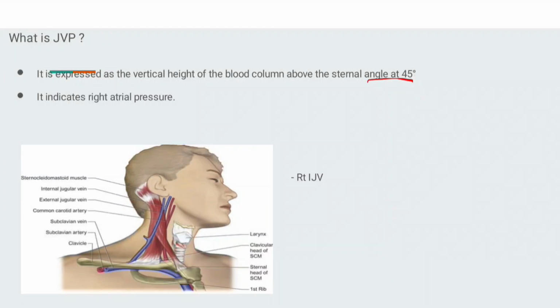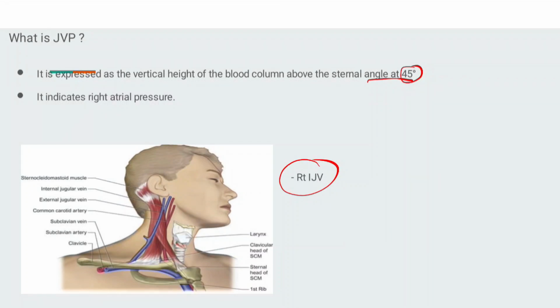So first of all, what is JVP? It is expressed as the vertical height of the blood column in the internal jugular vein above the sternal angle at 45 degrees. So it indicates right atrial pressure. It is measured in the right internal jugular vein, not in the external jugular vein, and not the left internal jugular vein.